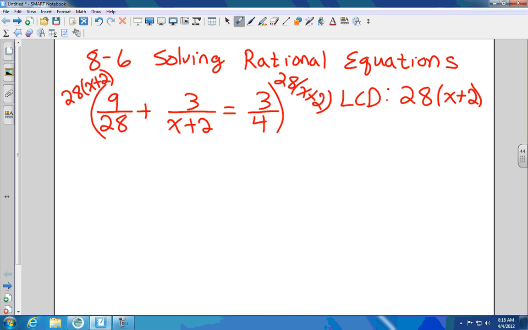So looking at the 28 and the x plus 2, it's kind of the same as last time. What's missing in this denominator? So that's what you're going to take the top times, the x plus 2. So that would give you what? You'd have to distribute the 9. 9x plus 18. That takes care of that first fraction. Now we've gotten that one multiplied.